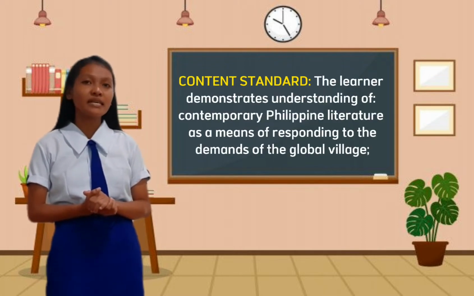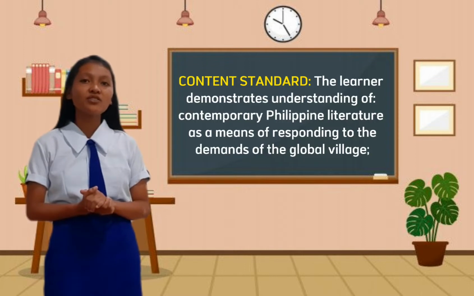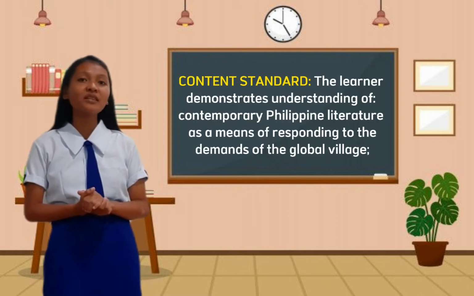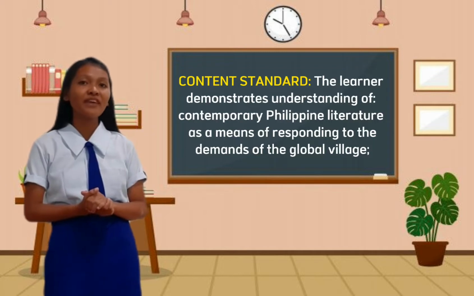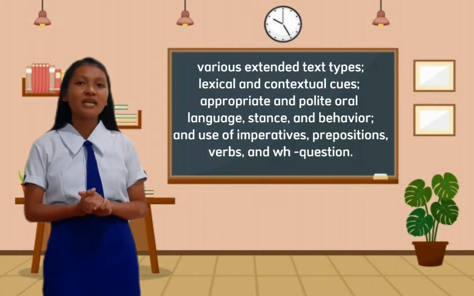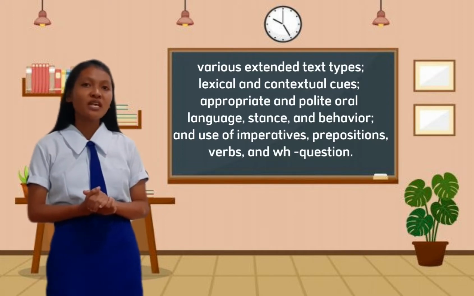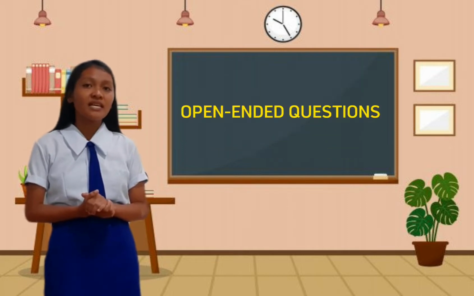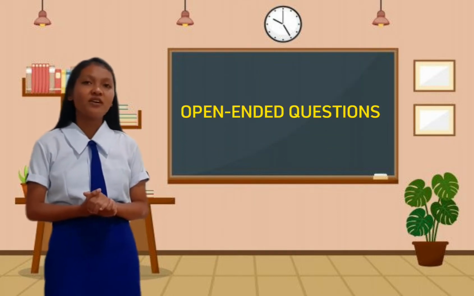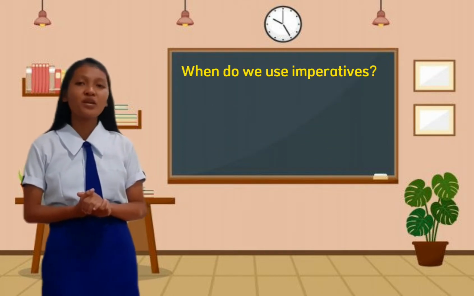Its content standard: The learner demonstrates understanding of contemporary Philippine literature as a means of responding to the demands of the global village, various extended text types, lexis and contextual cues, appropriate and polite oral language, stance and behavior, and use of imperatives, prepositions, verbs, and WH questions. Its guide questions. First, when do we use imperatives?